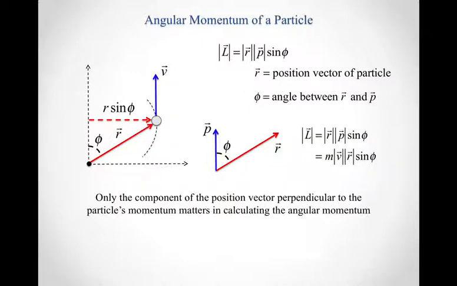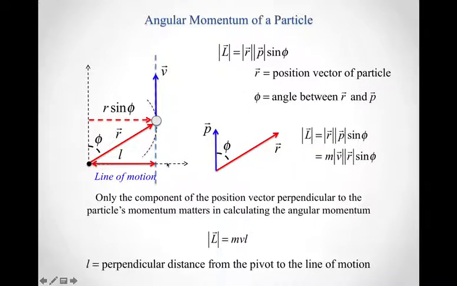Another way to think about this is that I know the line of motion lies along the line of the velocity vector. And so what I see is that this R sine phi, that distance, is nothing more than the perpendicular distance from the pivot to the line of motion. So I can calculate the magnitude of my particle's angular momentum by taking the mass of the particle times the particle's speed times this lowercase l, which represents the perpendicular distance from the pivot to the line of motion.